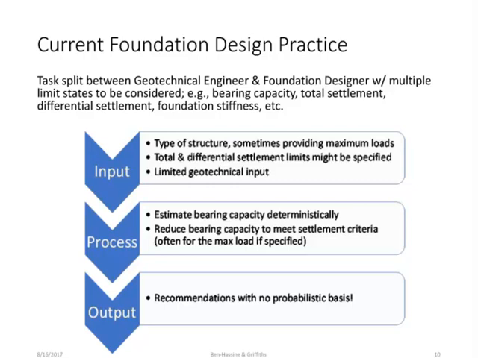In the process typically done right now, the geotech engineer estimates the ultimate bearing capacity from a deterministic approach. Then they reduce that bearing capacity to account for the serviceability limit states, which are like settlements. They specify that as the bearing capacity, and it meets the settlement and bearing capacity criteria. But at the end, what you end up with is something that has no probabilistic basis.